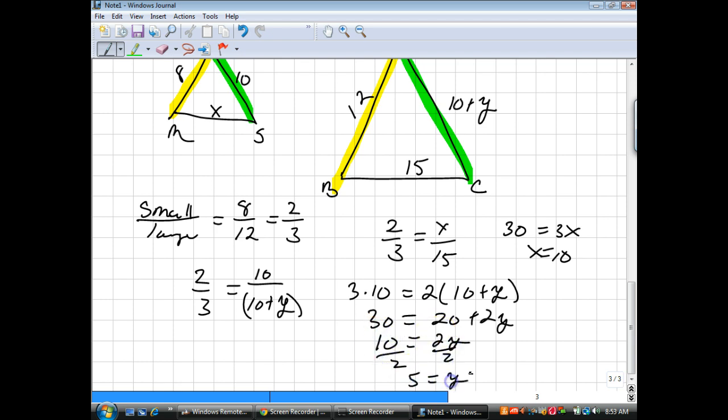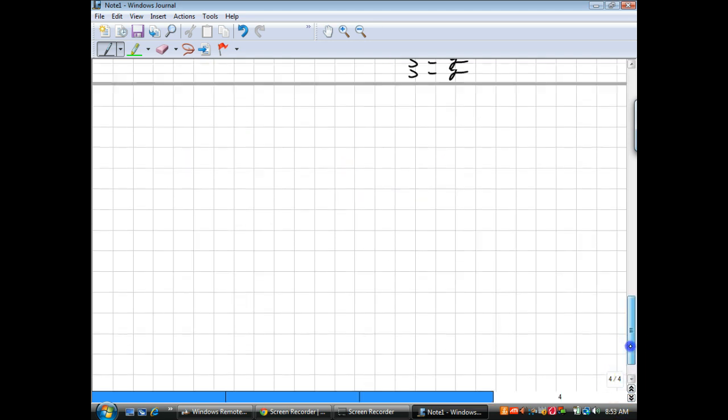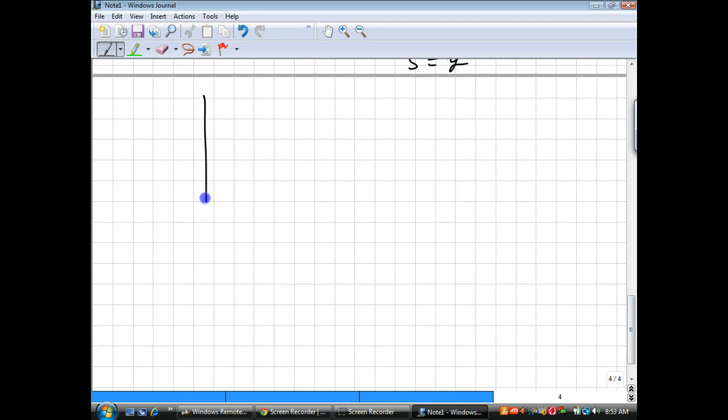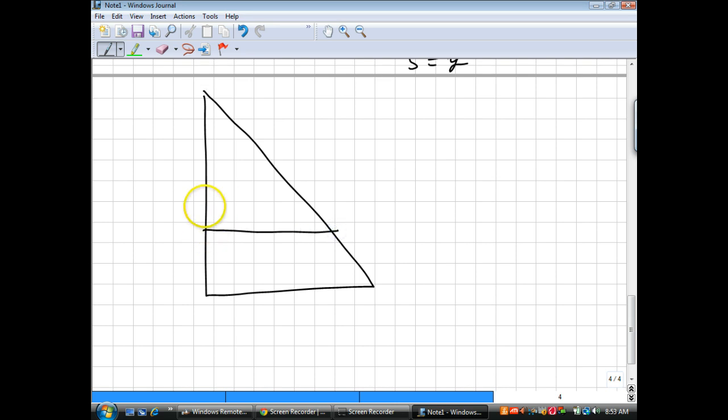And so I get y equals 5. Alright? So let's look at another example. Let's say I have this picture, and I have this segment, and I know this angle is congruent to this angle. This is 4, this is 2, this is x, this is y, this is 6, this is 3. So again, notice I have two separate triangles.